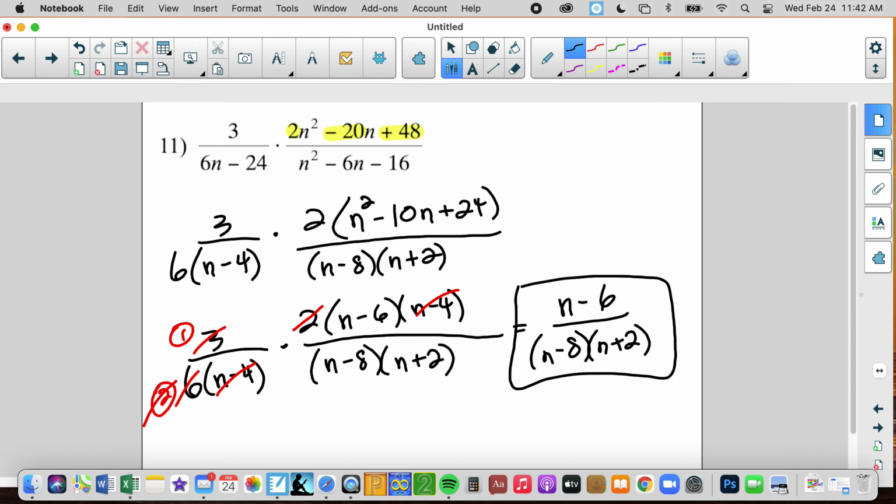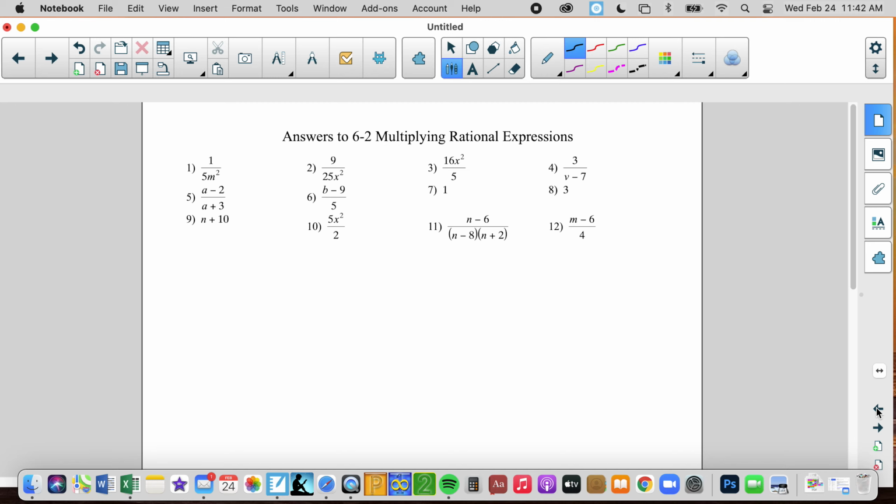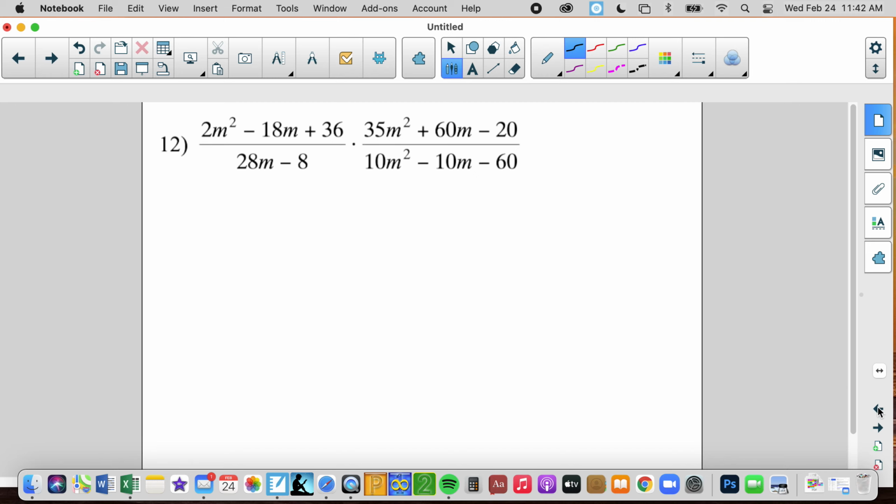Not the cleanest, not the best, but you had some stuff that was number 11. Let's see if that was correct. Yeah, good. All right, that's good. And let's do number 12. All right, so we see that they each have a common factor here. So we're going to factor out a 2 first. We get m squared minus 9m plus 18.